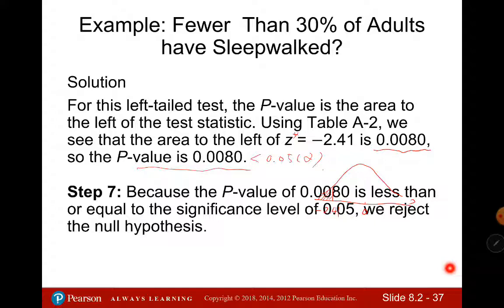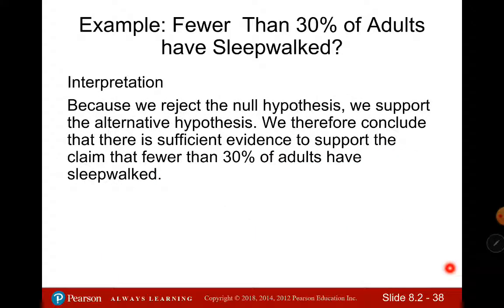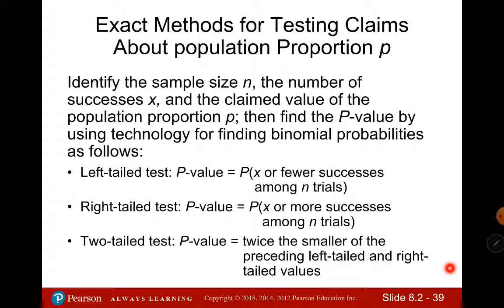So p is low, null must go. We reject the null hypothesis, so we think it's not equal to 30%. We will say there is sufficient evidence to support less than 30%. This is our alternative, right? Have sleepwalked. So this is the last step: try to write your non-technical conclusion.